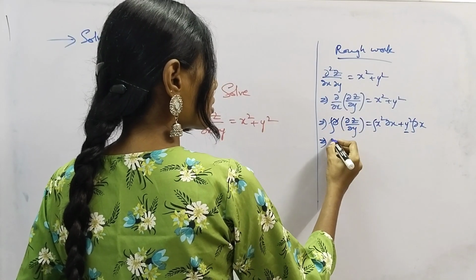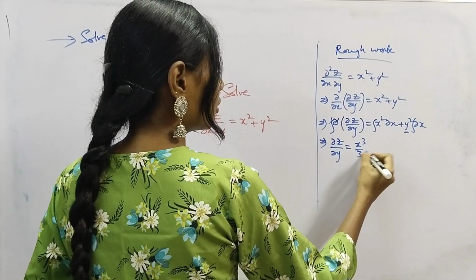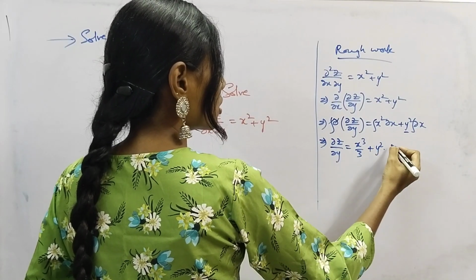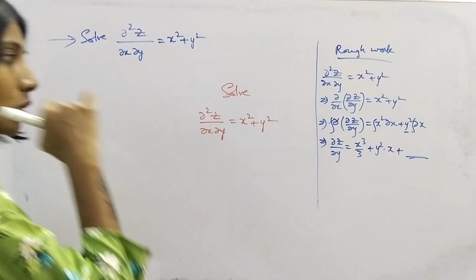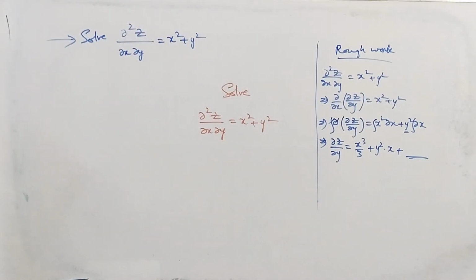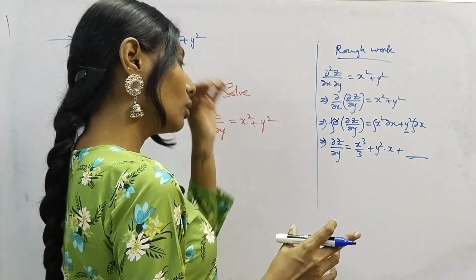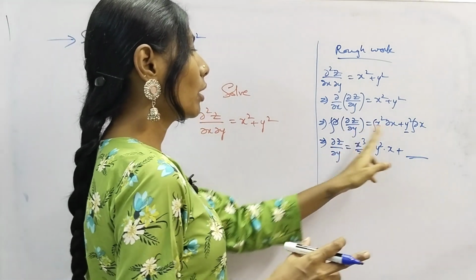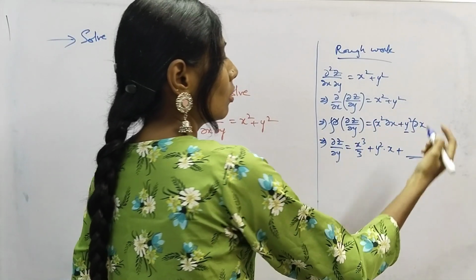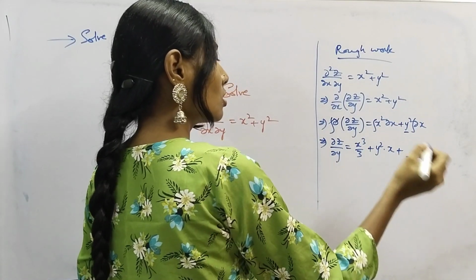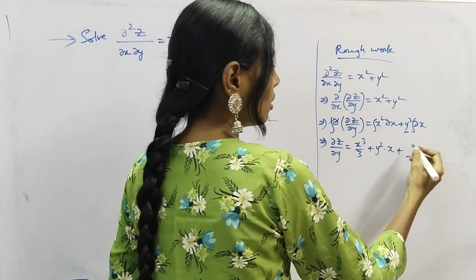This ∂ and this integral get cancelled and you'll get ∂z/∂y = x³/3 + y² times the integral of ∂x, which is x, plus some function. Since we treated y as constant, we'll get a constant of integration which is in terms of y. We can say it is a function of y, say f(y).